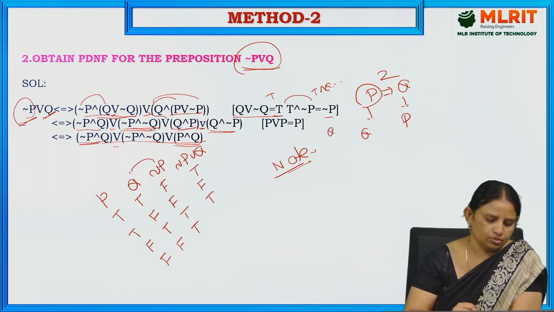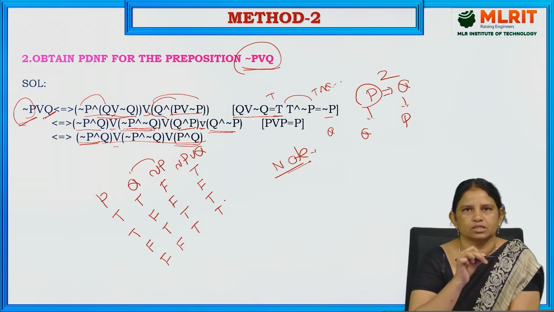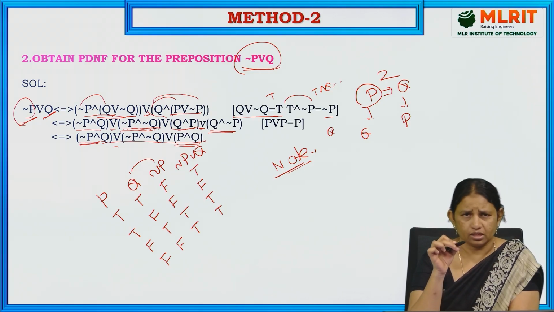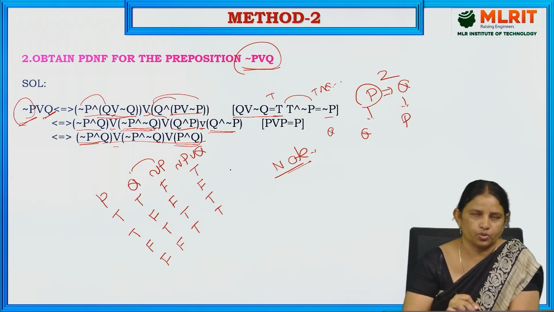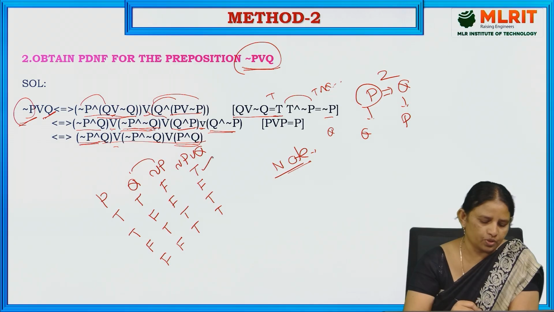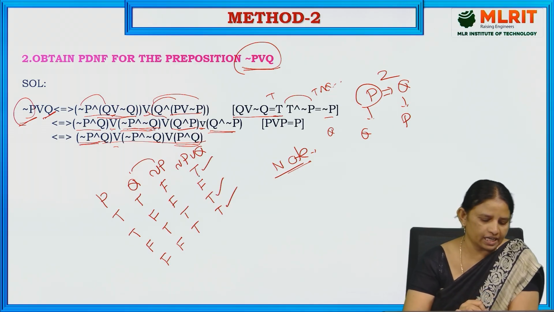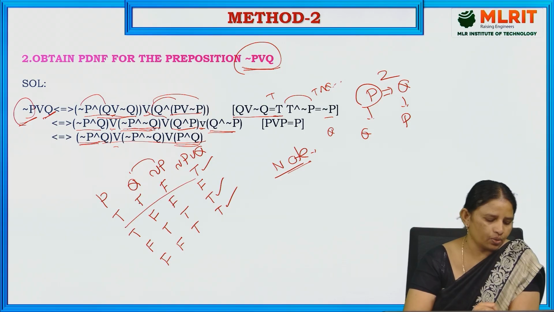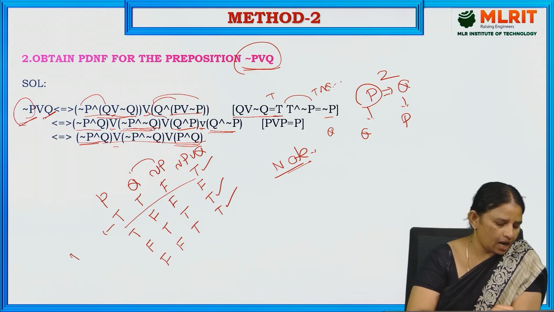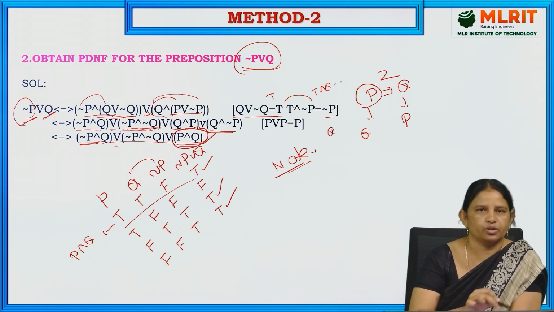False, true, true. How many propositions are there? There are 4 propositions in total. Out of the 4 propositions, 3 lead to true values. What is the corresponding combination? True, true means P and Q. So P and Q is present.